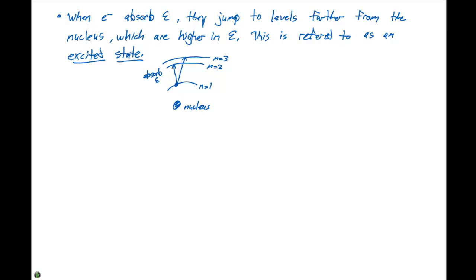If, on the other hand, we have an electron that starts at n equals 3 and it goes down either to n equals 2 or n equals 1, we can say this emits energy. And typically this emission is in the form of light.